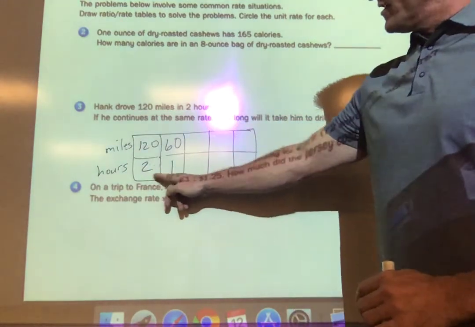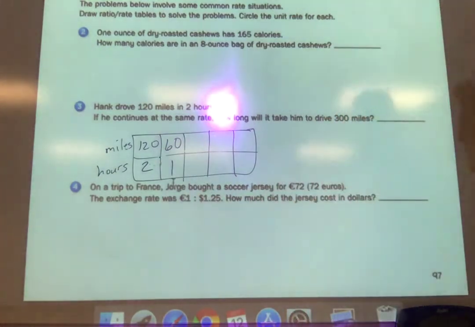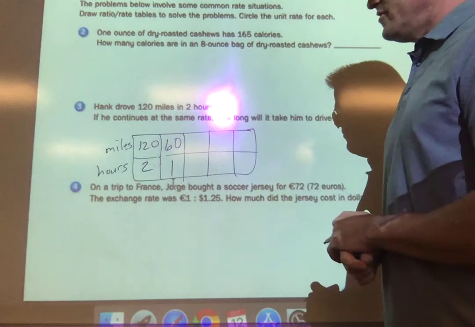And we know if we're going this way, we're dividing by 2. But you can also multiply, and what you do to one, you do to the other, and you'll get yourself an equivalent ratio there. Okay, so our goal is to figure out how long it's going to take Hank to go 300 miles. So I've got to get the top row to 300.